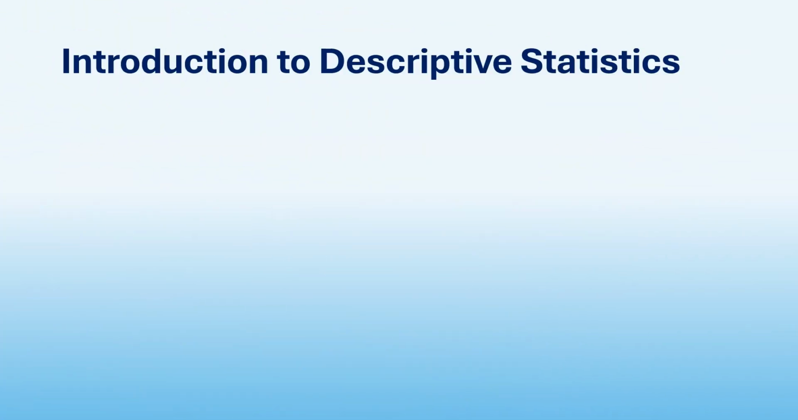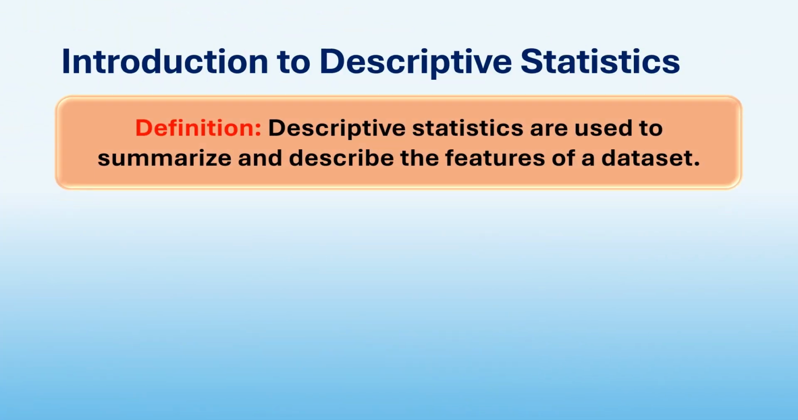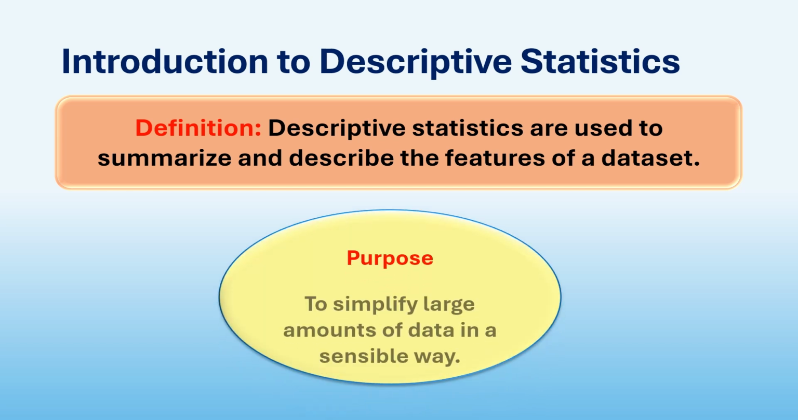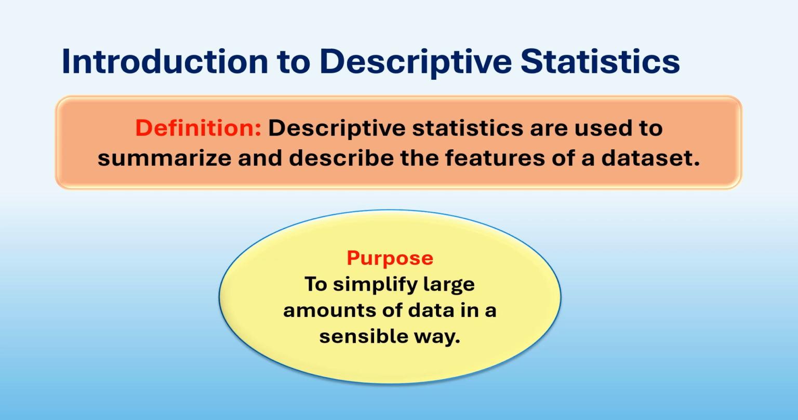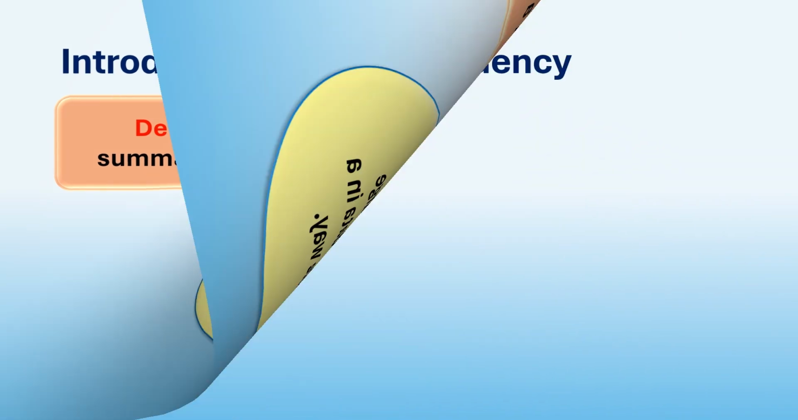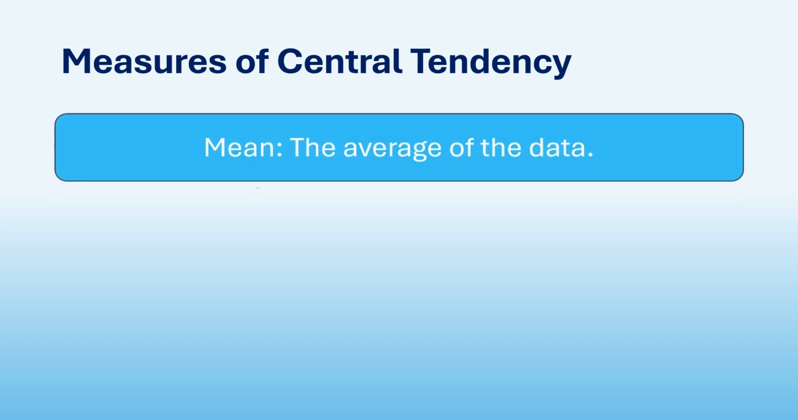Descriptive statistics help us make sense of large datasets by summarizing and describing their key features. They provide a way to present data in a more understandable and manageable form. First, let's talk about measures of central tendency. These include the mean, median, and mode.